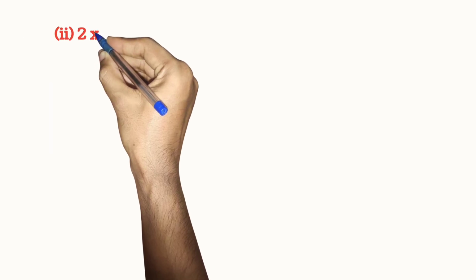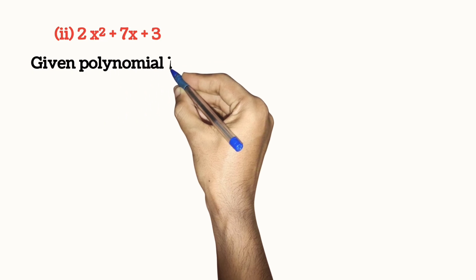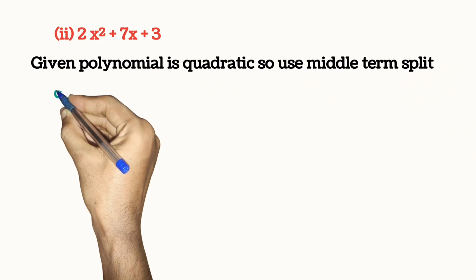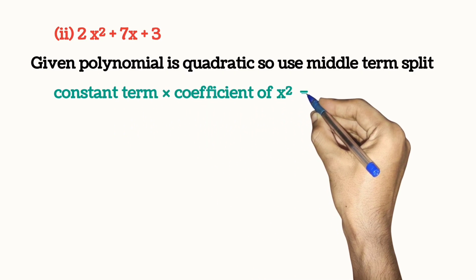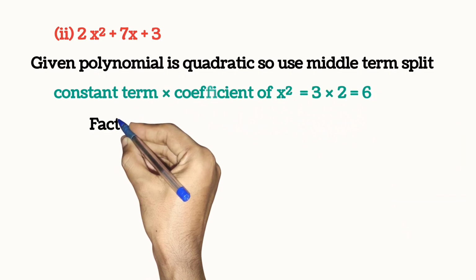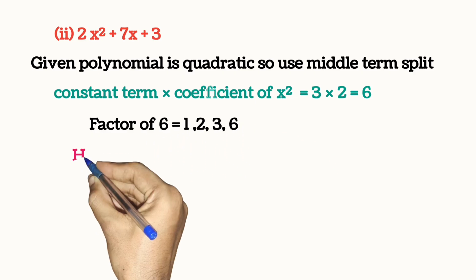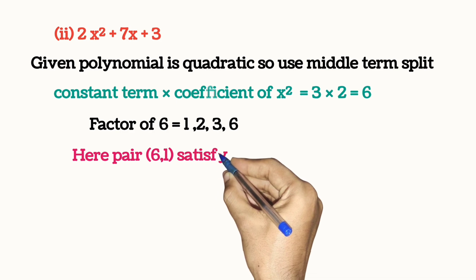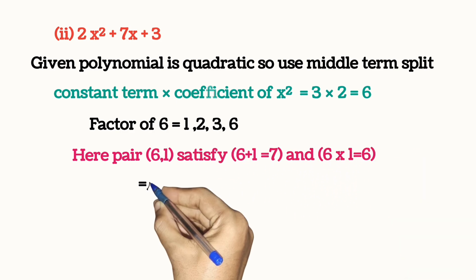Another question, that is 2x square plus 7x plus 3. Given polynomial is a quadratic, so use middle term split. Now constant term into coefficient of x square, that is equal to 3 into 2 equal to 6. So factors of 6, that is equal to 1, 2, 3 and 6. Here pair 6 and 1 satisfy. 6 plus 1 equal to 7 and 6 into 1 equal to 6.